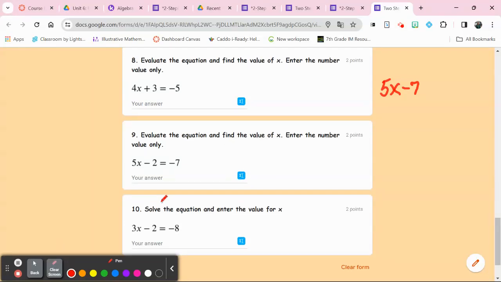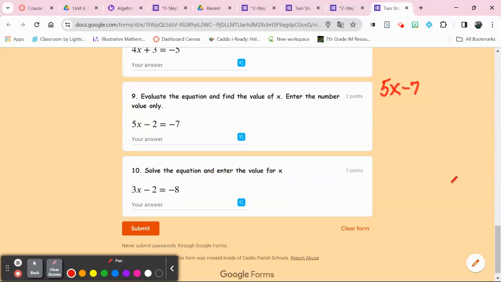All right, so we're going to go down to this last problem we have, which is 3 times x minus 2 equals negative 8. All right, our first step is going to be to move the number without a letter, and the opposite of a negative 2 is a positive 2. And whatever I do to one side, I do to the other to keep it balanced. That cancels out, giving me 0. I still have 3 x's.